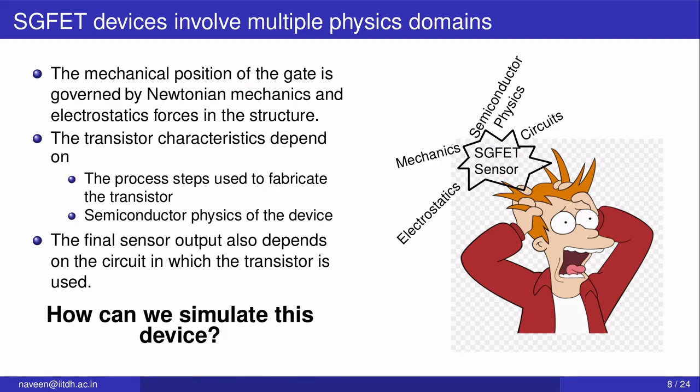The transistor characteristics depend on the steps used to fabricate the transistor, the semiconductor device physics, essentially the junction depths, the doping concentrations, the resistivities of the materials, etc. All these determine how the transistor actually behaves. And the final sensor output also depends on in which circuit the transistor is used. So how do we simulate this kind of a device? It's not trivial because of these multiple domains of physics that are involved in determining the output of a given sensor in any operating conditions.